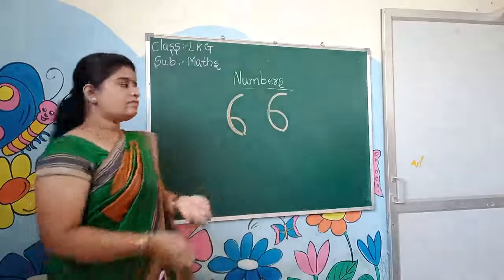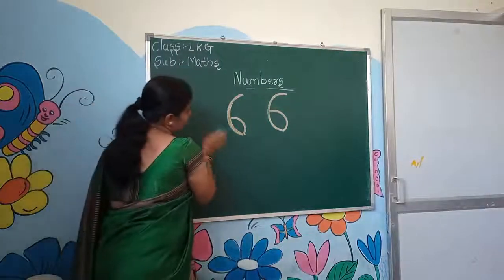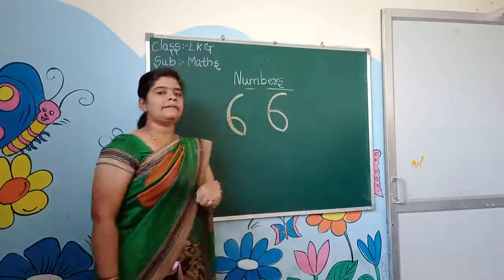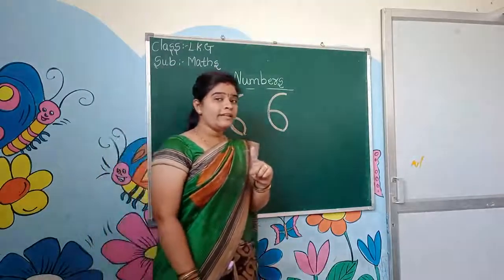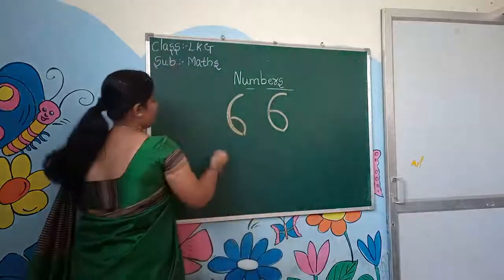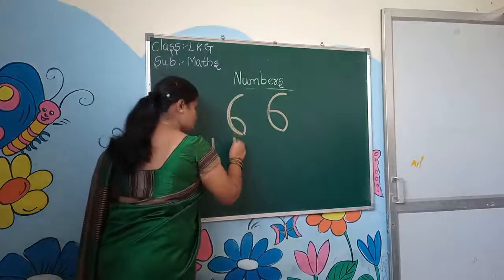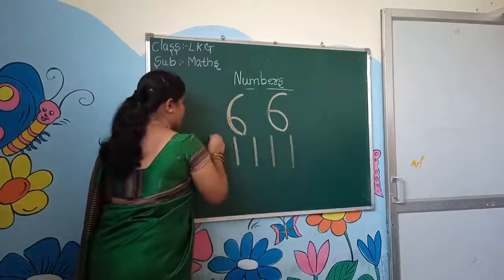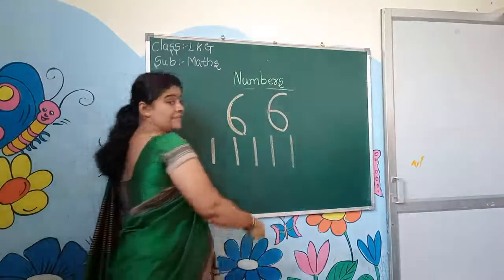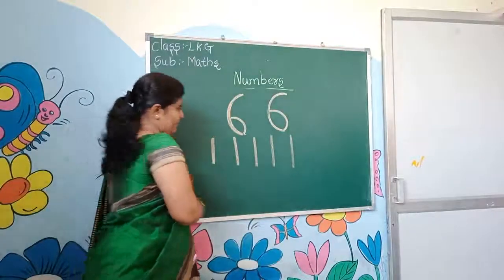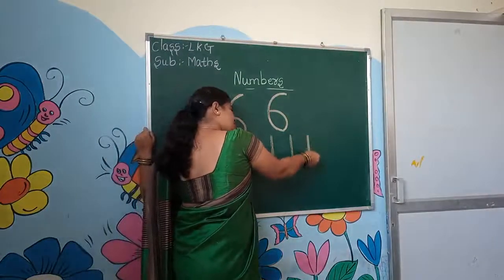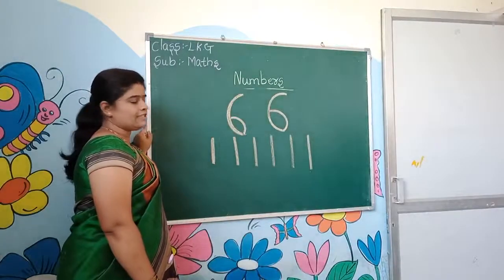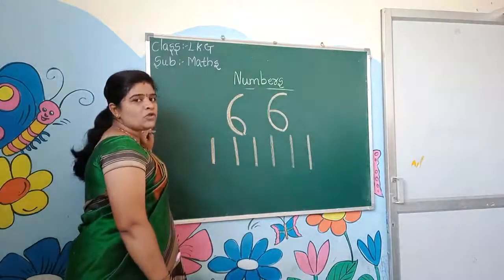Then, how many standing lines do we have to draw here? How many? 6. Very good, children. 2, 3, 4, 5. Very good. One more we have to draw here. It is completed.